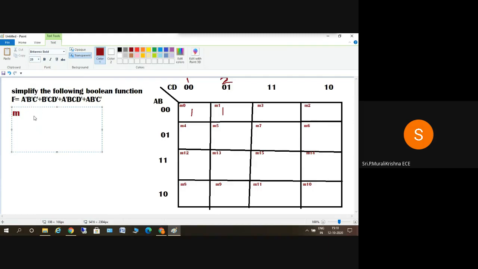So M0 plus M1 is equal to A bar, it is giving A bar B bar and C bar.